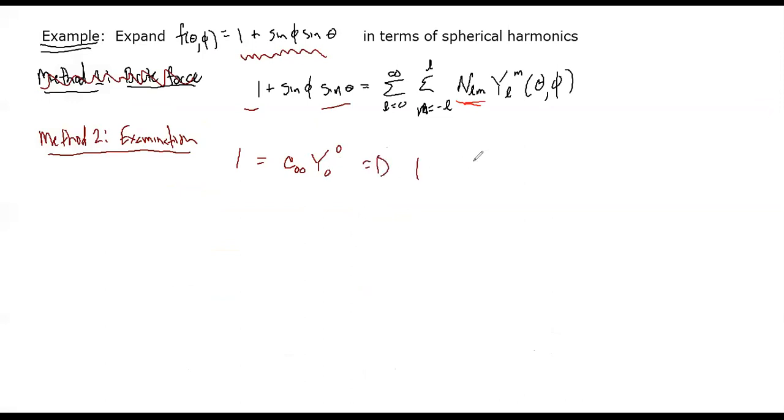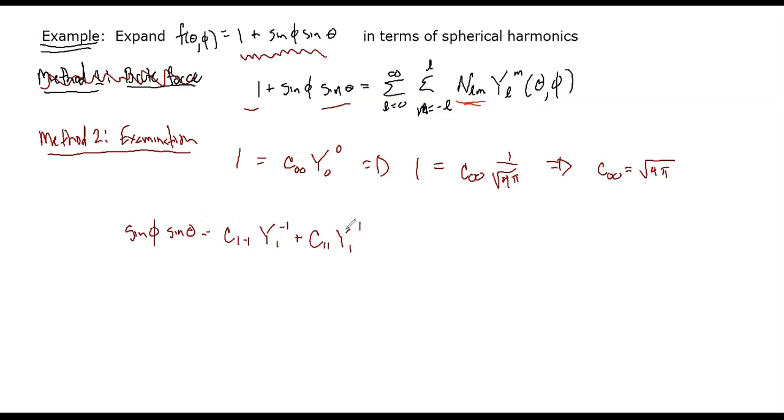And then I know that that's 1 over root 4 pi. So I know that that's root 4 pi. And then I know that sine phi sine theta is equal to C1,-1 y1,-1 plus C1,1 y1,1. And that's a little bit harder, but I have sine of phi sine of theta is equal to C1,-1. And then again, just picking it out of the table.